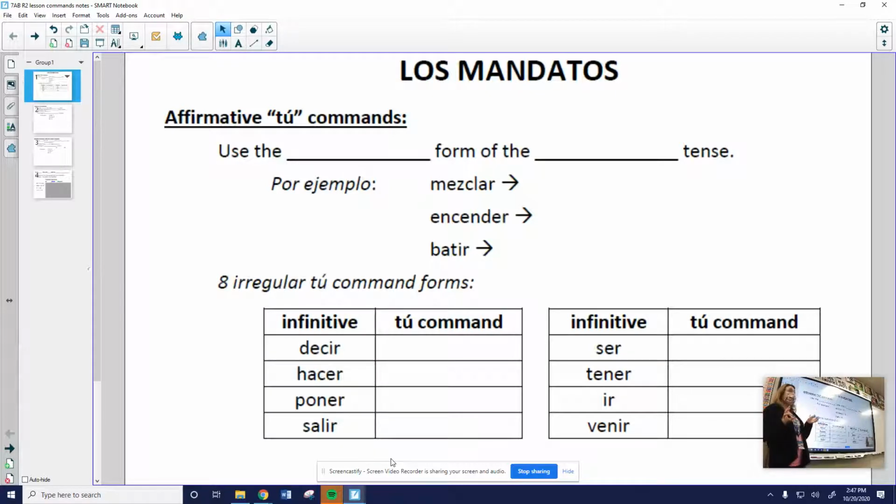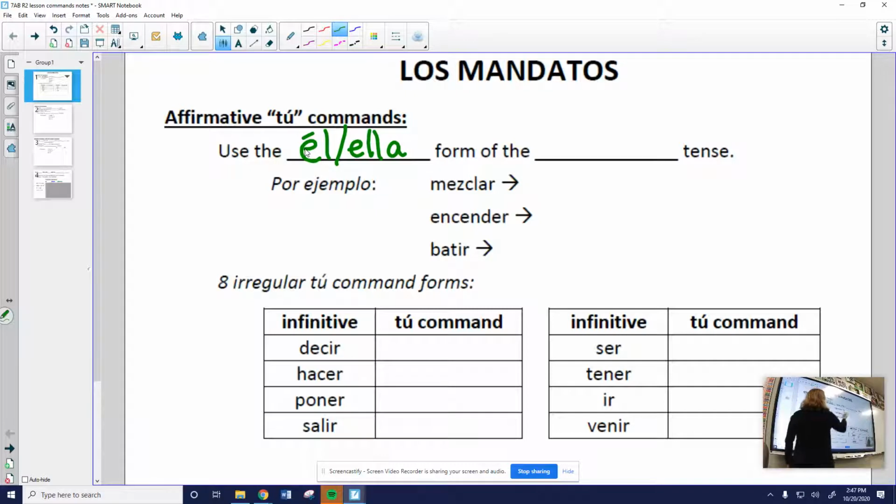In Spanish, the commands are formed with a different form of the verb. And we've already learned some of those commands. Affirmative tú commands we reviewed at the very beginning of this year. Does this kind of ring a bell? Affirmative tú commands? Maybe? Okay, well, hopefully it'll start coming back to you. To form an affirmative tú command, to tell somebody to do something, we use the él/ella form of the present tense for most regular verbs.